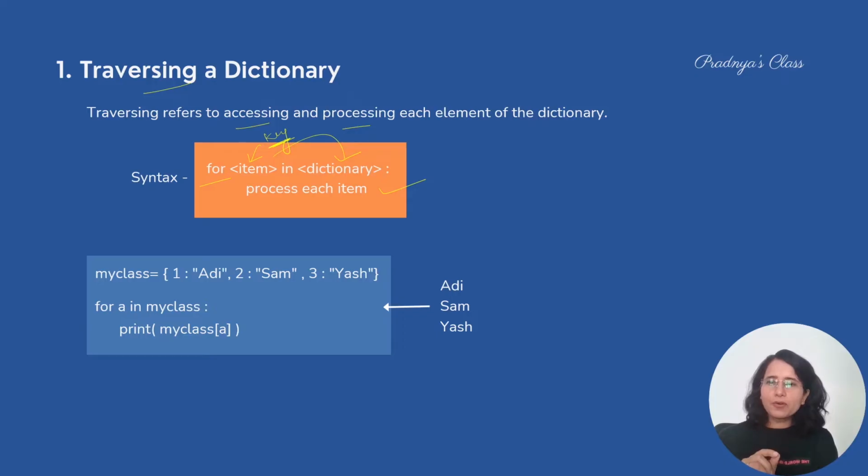Let me explain this concept with one simple example. Here is one dictionary. Now using for loop we will access each element of the dictionary. So for A in my class, A refers to the keys. If it exists in the dictionary, then we are printing my class of A. Actually we are printing the values for that particular key. So the value for the key 1 is this, the value for the key 2 is this, and the value for the key 3 is this. So we got this output.